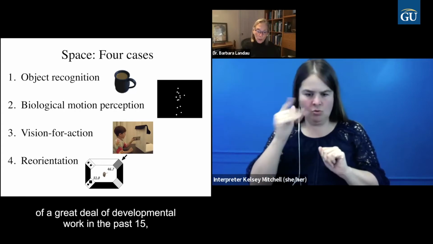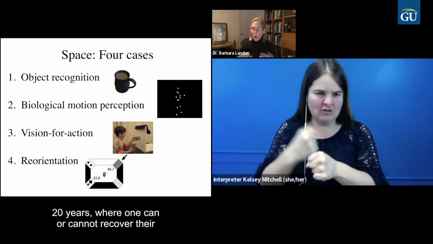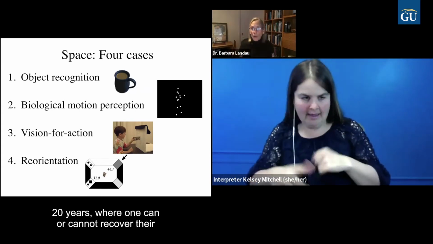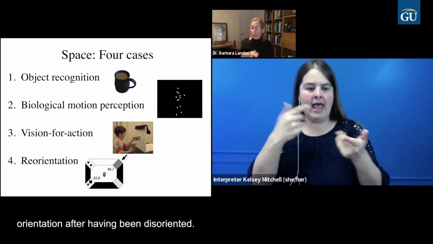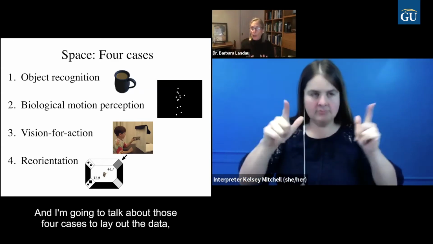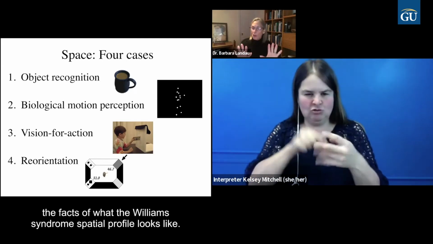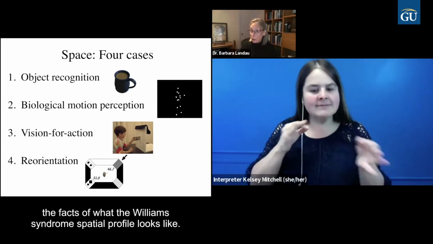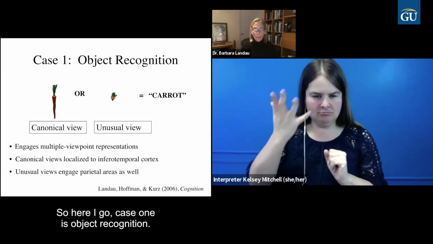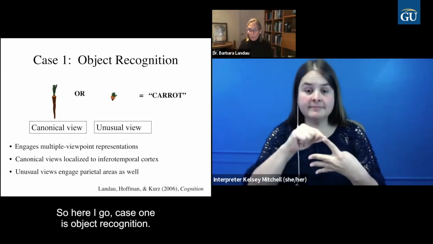And the fourth is reorientation, which has been a highlight of a great deal of developmental work in the past 15, 20 years, where one can or cannot recover their orientation after having been disoriented. I'm going to talk about those 4 cases to lay out the data, the facts of what the Williams syndrome spatial profile looks like. So here I go. Case 1 is object recognition.